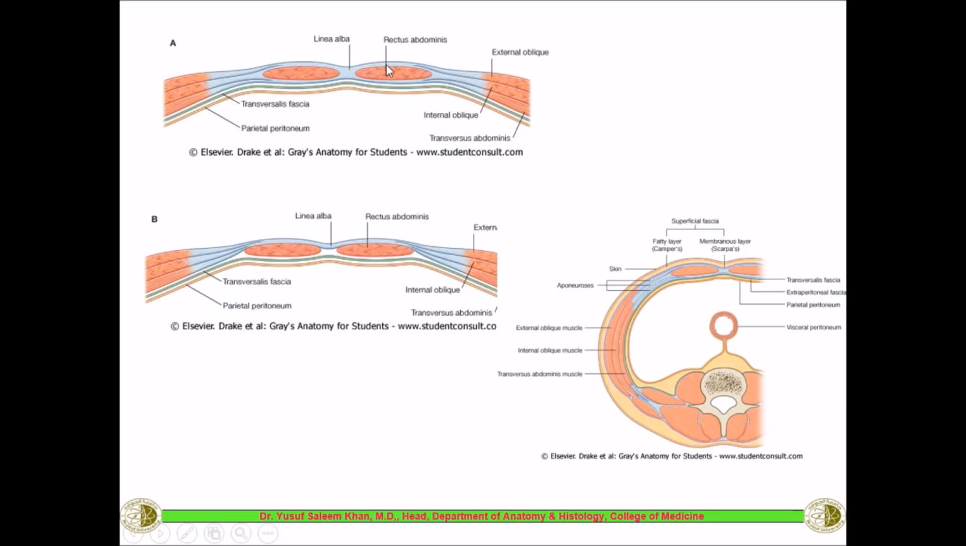The external oblique will form the anterior wall, the transverse abdominis forms the posterior wall of the rectus sheath, and the internal oblique will split into two, an anterior lamina and a posterior lamina.